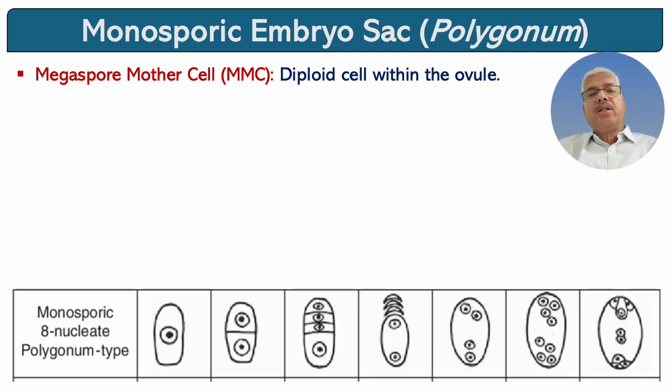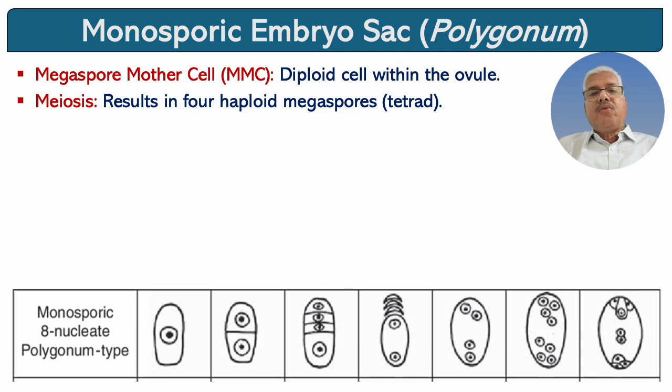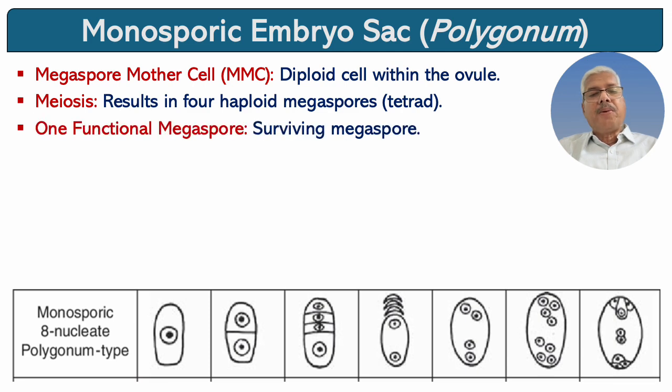Monosporic development means the embryo sac or the female gametophyte in flowering plants originates from a single megaspore. This is the most common type found in angiosperms. Polygonum is the most classical example, and here is how it unfolds. It begins with the diploid cell within the ovule called the megaspore mother cell, abbreviated as the MMC. It undergoes meiosis, a type of cell division that reduces the chromosome number by half. This results in four haploid megaspores, usually arranged in a linear tetrad.